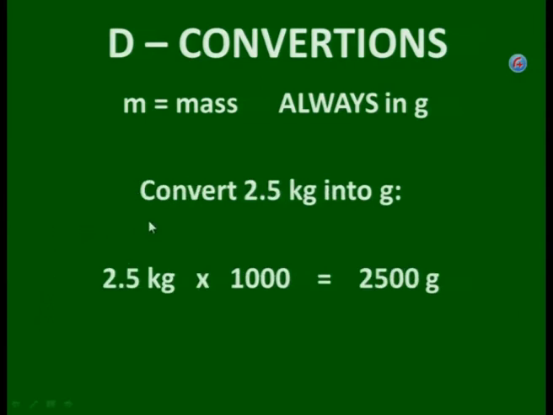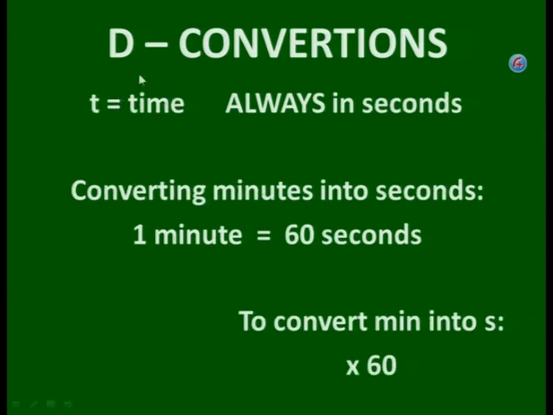Let's do a quick exercise. Convert 2.5 kilograms into grams. You need to multiply by 1,000 to get to 2,500 grams. Time. Time should always be measured in seconds.